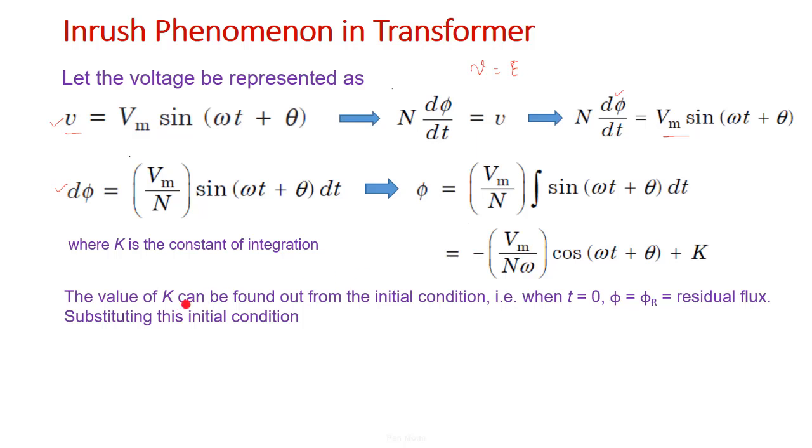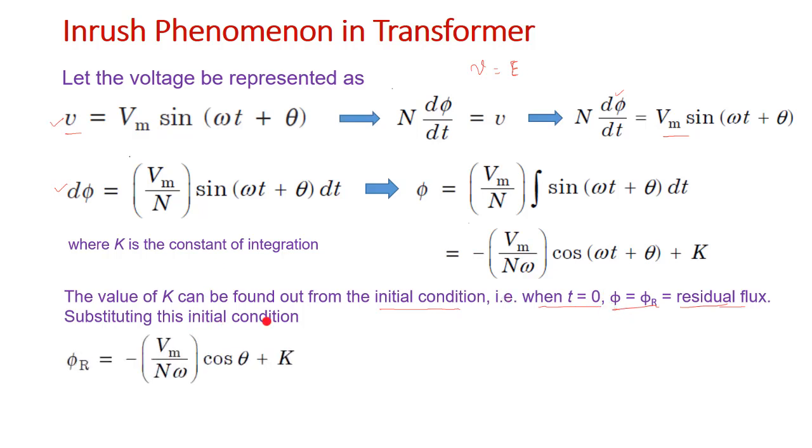Now, the value of k can be found from the initial conditions. Let us consider the initial condition when t equal to 0, phi equal to phi r, that is the residual flux in the core, because there is always some residual flux in the core if the transformer has been in use. When the transformer is suddenly unloaded and the supply is connected on the primary side, under that condition phi will be equal to phi r, that is the residual flux in the core.